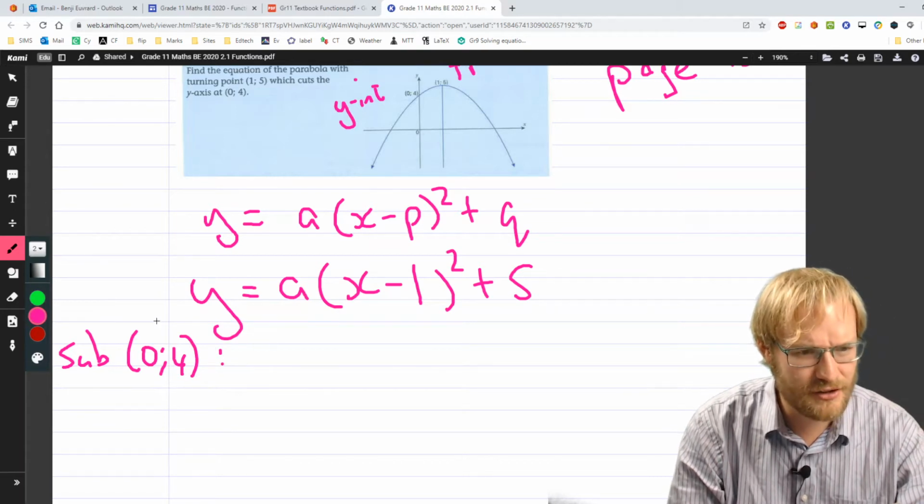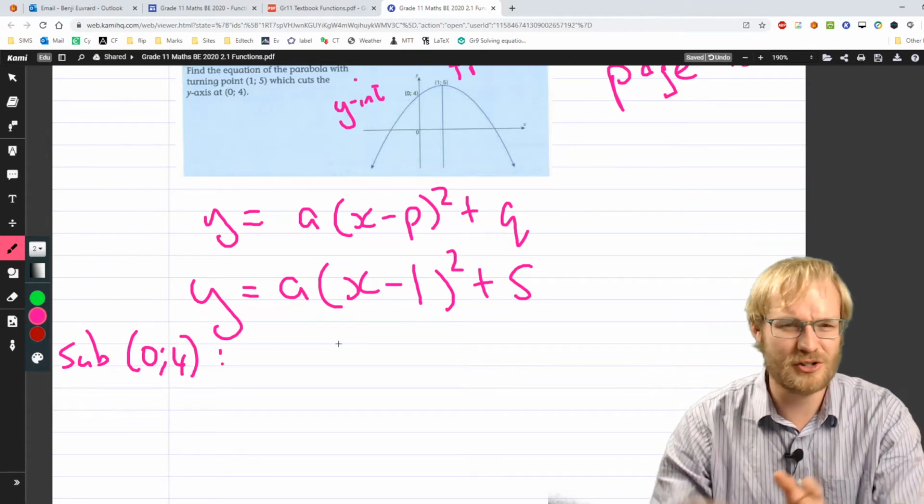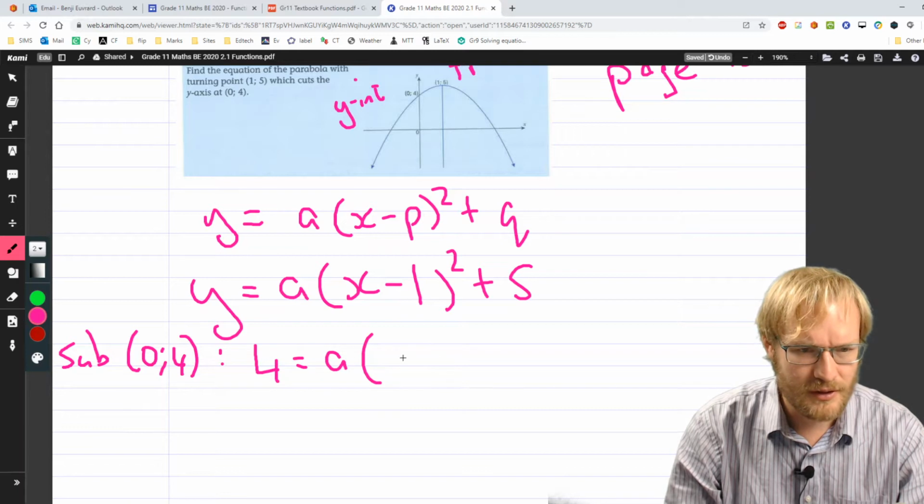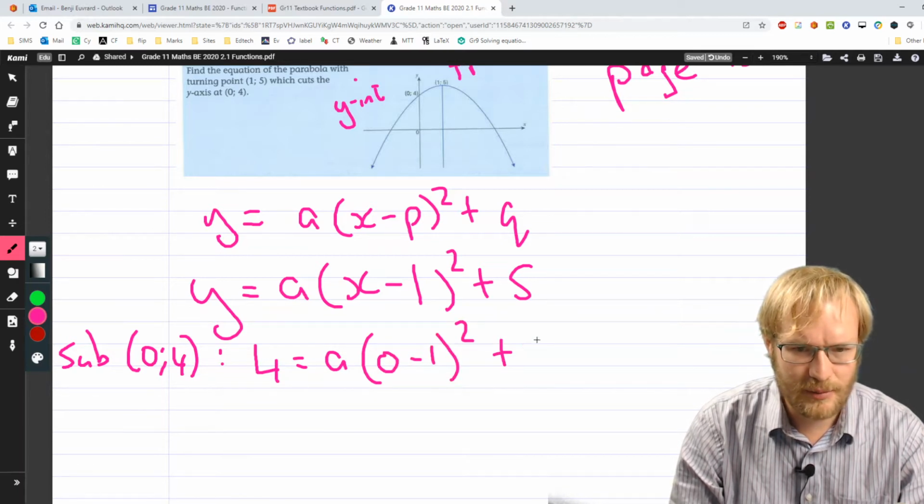Now it's right handy over here. I don't have to look back up to the graph to see which one was x and which was y. So our y value is 4, 4 equals a. X value is 0, so 0 minus 1 squared plus 5.